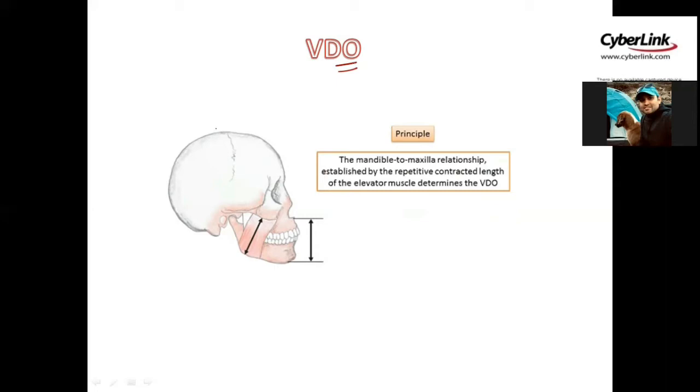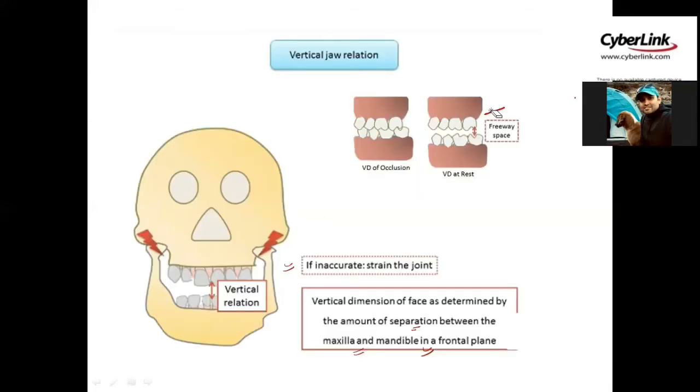Right? The mandible and maxilla relationship established by the repetitive contracted length of elevator muscles determines the VDO. So this is your maximum intercuspation. This measurement is VDO. Right? Then come to your freeway space.